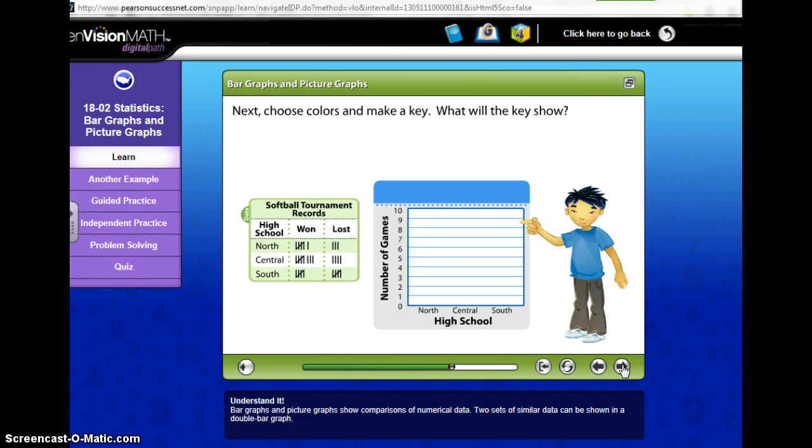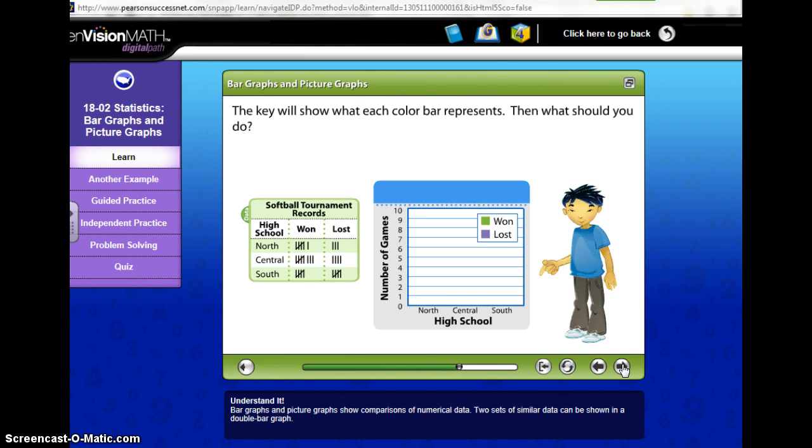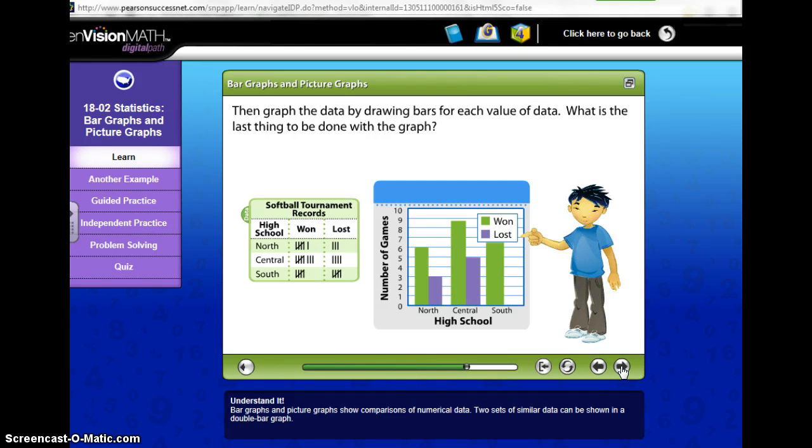Okay, now we also need a key. We need a key. So you can choose 2 colors or 2 shades to make a key. And our key is going to show wins and losses. Green is wins, purple is losses. Then we can take our information and plot it. We can put our bars in.